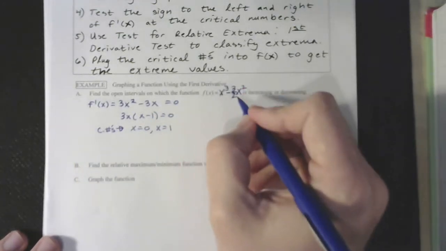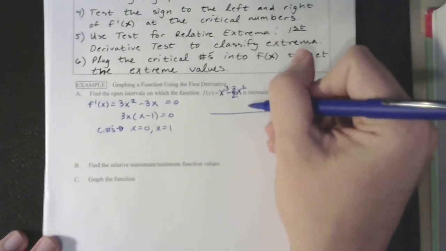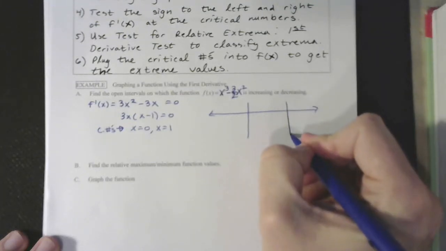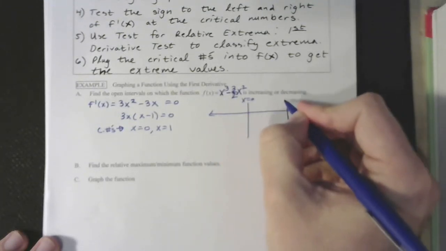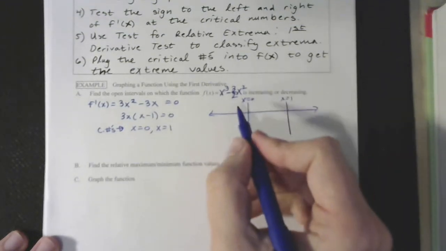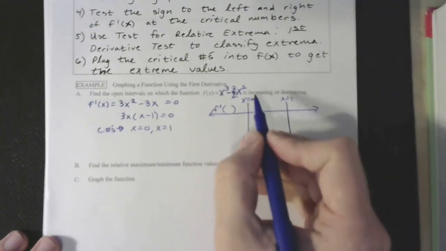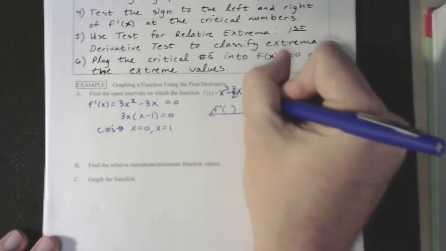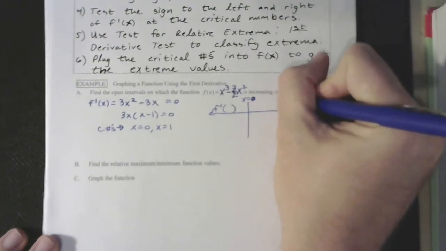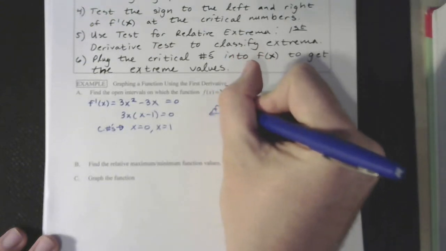So then we set up a little table. And you can think of this as a number line. And we're going to split the number line at x equals 0 and at x equals 1. And so we need to pick x values to plug in to test. So to the left of 0, we're just going to pick -1 because it's easy.